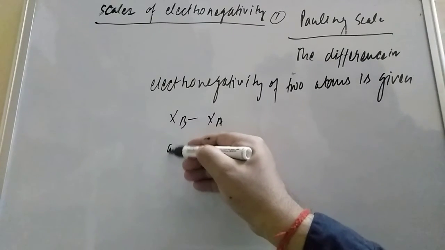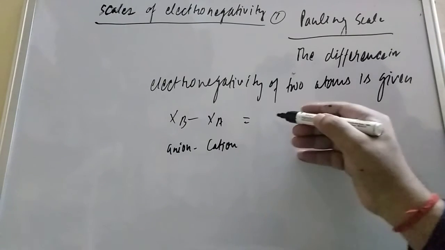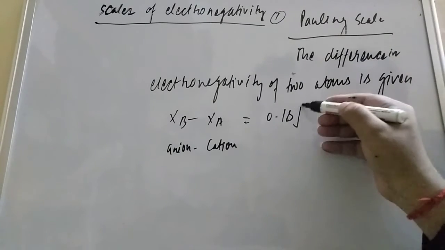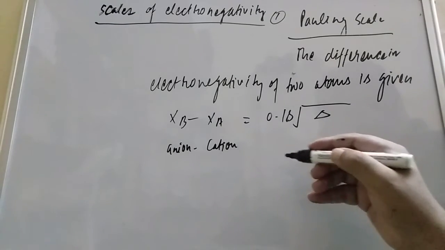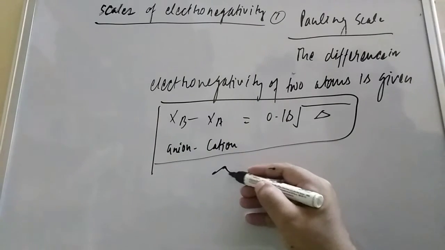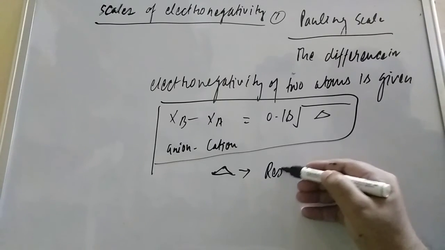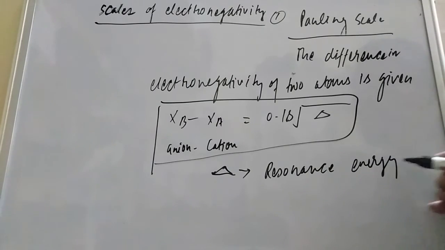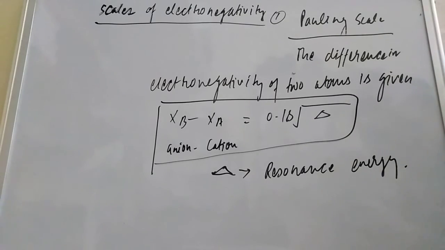B is saying anion minus cation, equal to 0.18 root of delta value. If you talk about this formula, this delta value is the resonance energy. Delta value is resonance energy. So with this formula we can calculate the electronegativity.